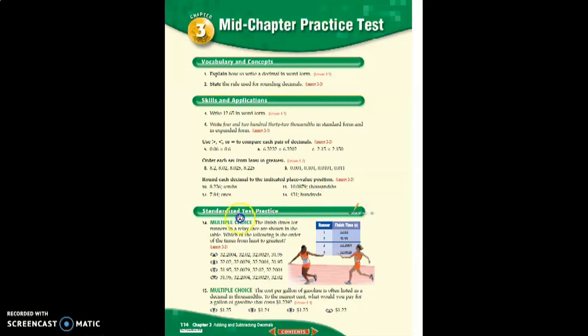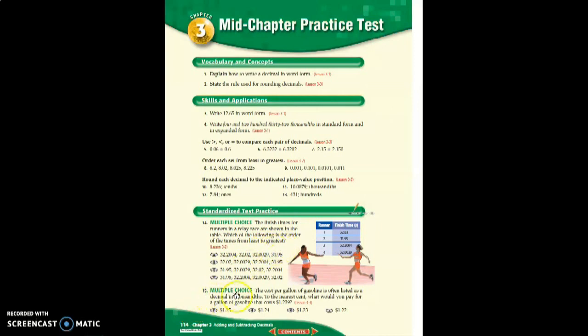Standardized Test Practice. 14. Multiple choice. The finish times for runners in a relay race are shown in the table. Which of the following is the order of the times from least to greatest?